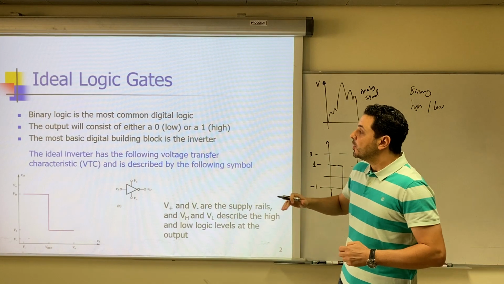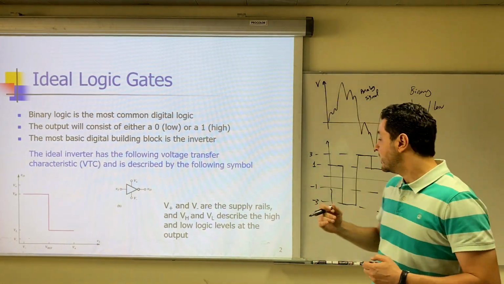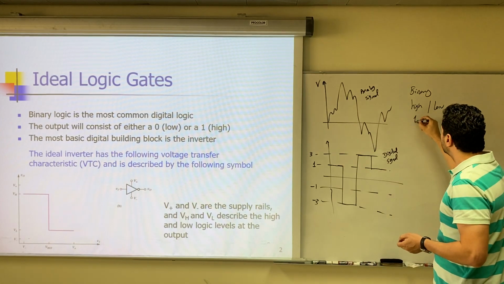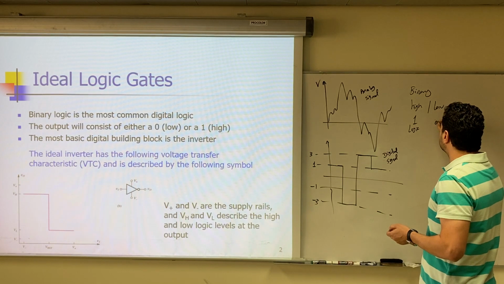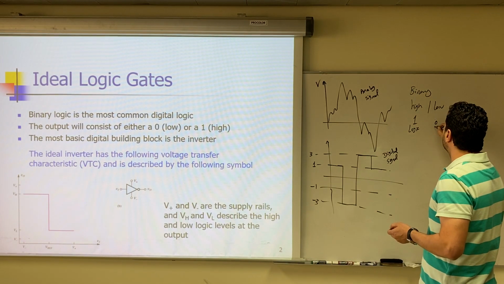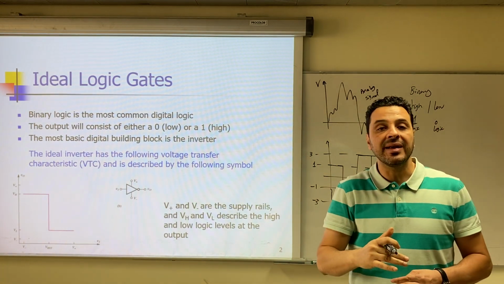Okay, and when we say high or low, this doesn't mean 0 or 1. High means 1 in logic, and low means 0 as a logic value, but it doesn't mean 0 and 1 as volts.